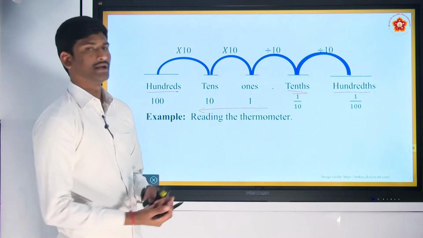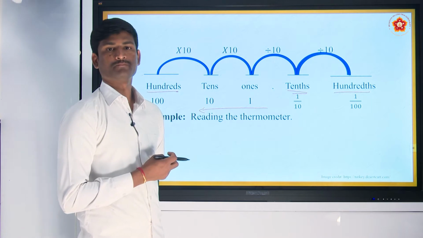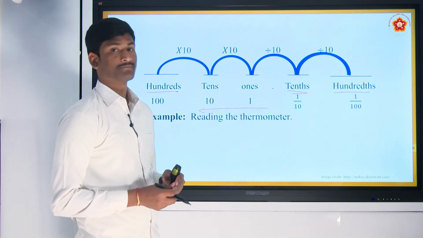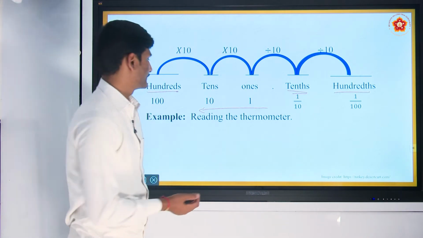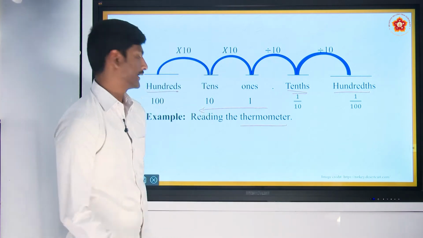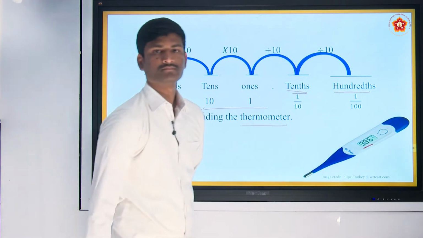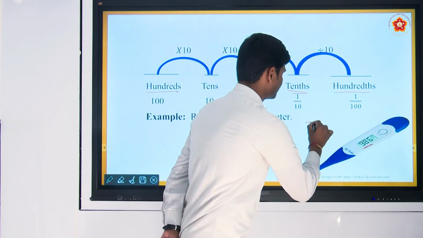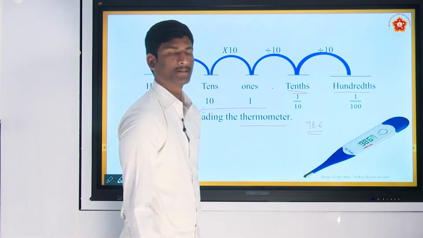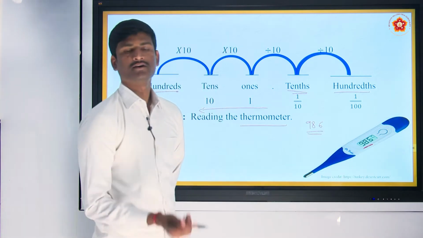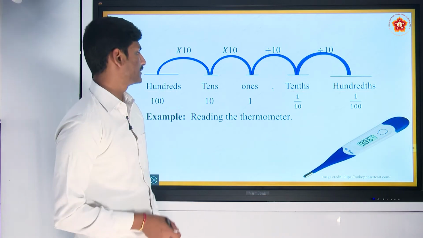Okay, I take one example: reading the thermometer. When you go to the hospital, someone suffering from fever, the doctor checks with the thermometer, which shows a decimal form, like 98.6. This number 98.6 is a decimal number. 98 is the whole number part, and 6 is the fractional or decimal part.